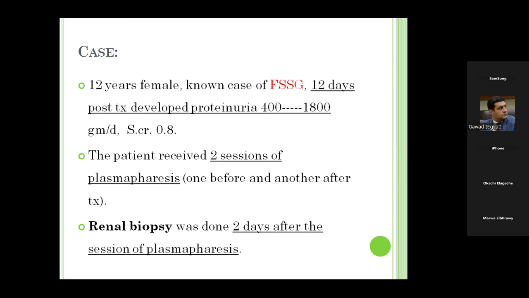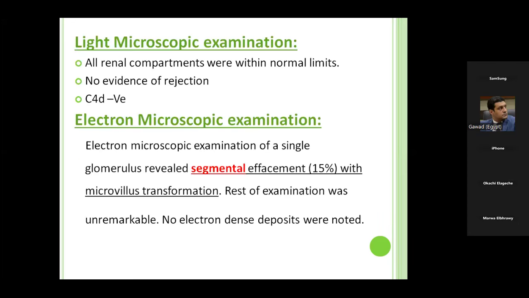And let's describe this case. A 12 year old female, known focal segmental glomerulosclerosis, and 12 days post-renal transplant, she developed proteinuria that increased from 400 milligrams to 1 gram 800 and serum creatinine of 0.8. The patient received 2 sessions of plasmapheresis, one before and one after transplantation. The renal biopsy was done 2 days after the sessions of plasmapheresis. So she received plasmapheresis and then the biopsy was done.